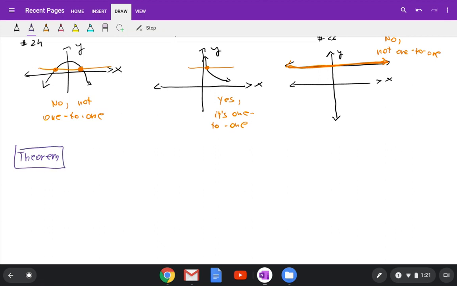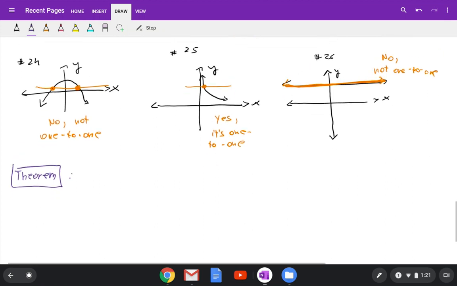It's a very useful tool. A function which is only increasing or decreasing in the entire interval will always be one-to-one. So let me just write this down and I will explain based on the examples which we just did.